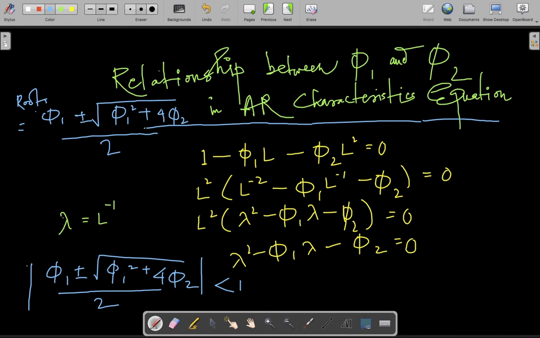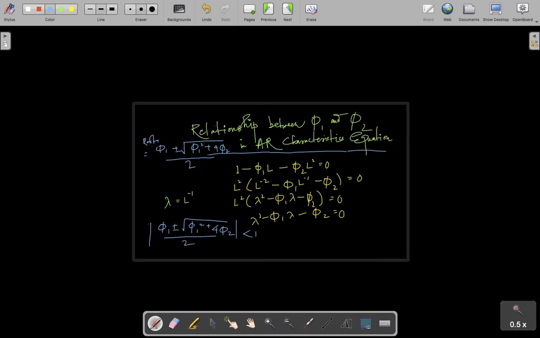So if I actually derive this, if I obtain the value of the root, it will mean I can write minus 1. So the roots are going to be phi 1 plus minus square root of phi 1 square plus 4 phi 2, by 2. This should be this inequality relationship, right? So now what I can write is minus 2.